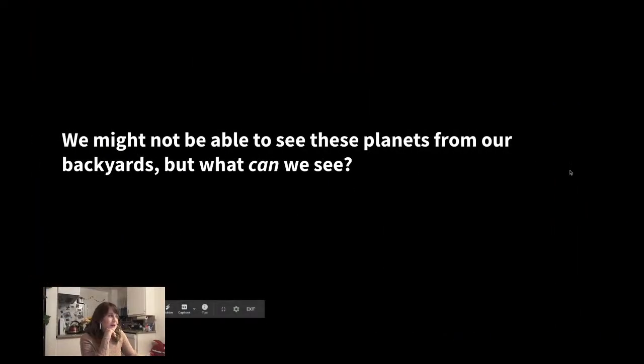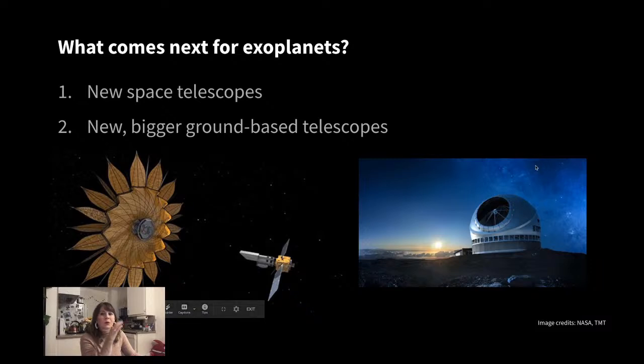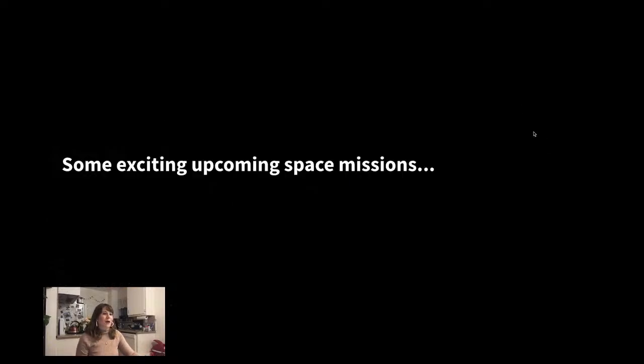So back to the exoplanets. What comes next for exoplanets? What comes next for imaging these exoplanets? New space telescopes are going to be revolutionary for this, and so are new bigger ground-based telescopes. So we're both going to send things to space and have things here on the ground that are going to help us image a whole bunch of new planets, hopefully.